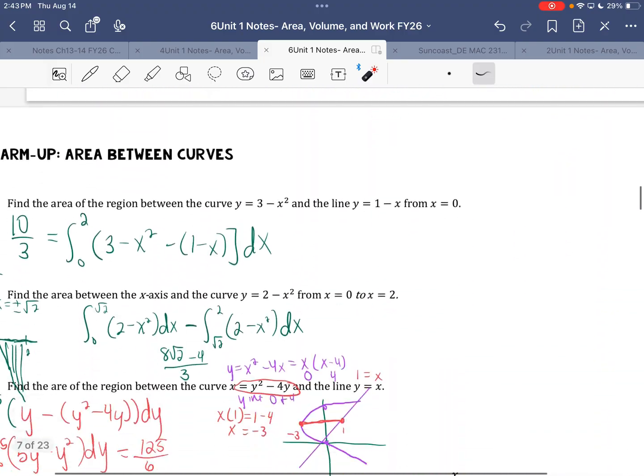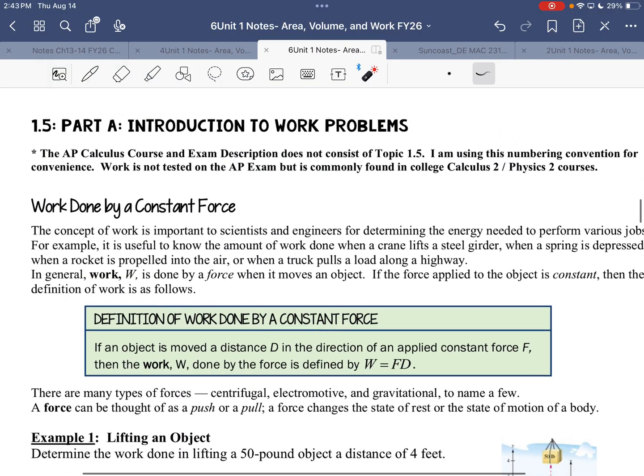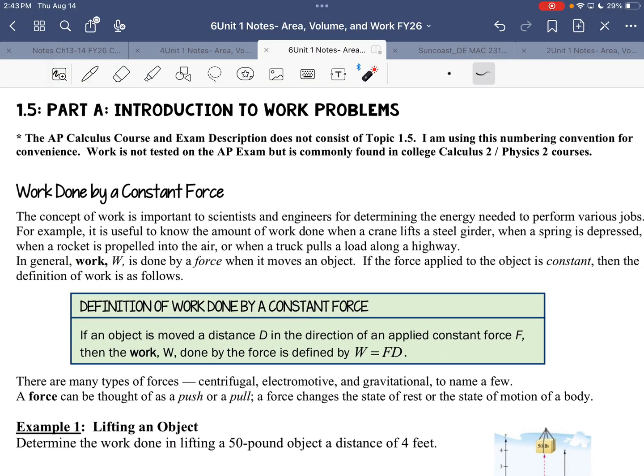Okay, 1.5a. The lag is crazy. Okay, so this is an introduction to work problems. And I'll get my little microphone on. The AP Calc course doesn't have topic 1.5, but this is something that is found in every Calc 2 class and Physics 2 in college. So a college Physics 2 class is an AP Physics C. So Physics C is physics with calculus.